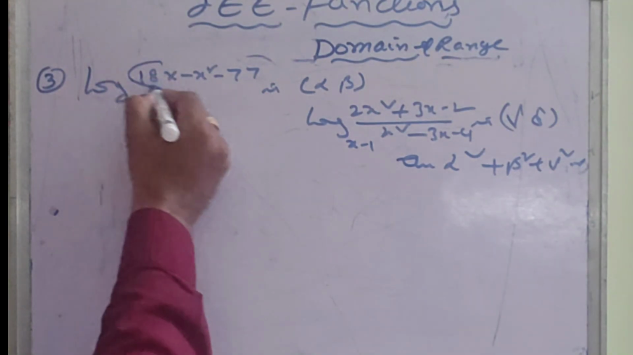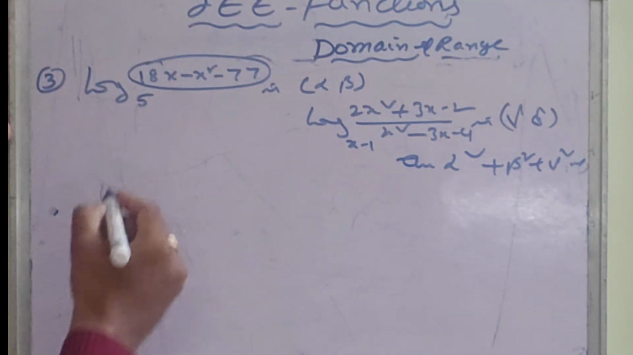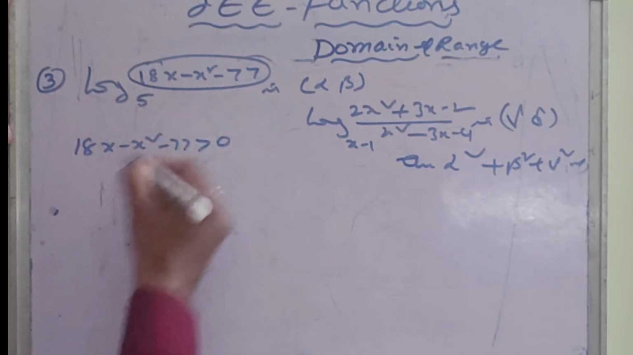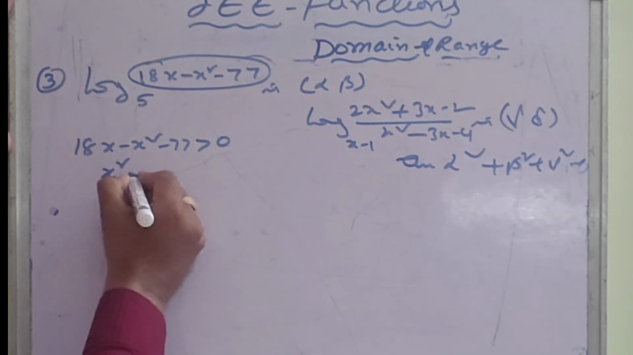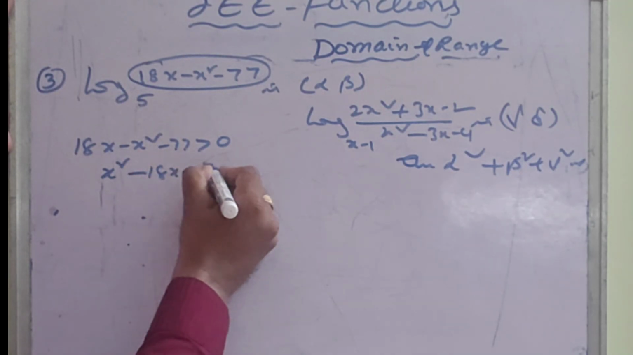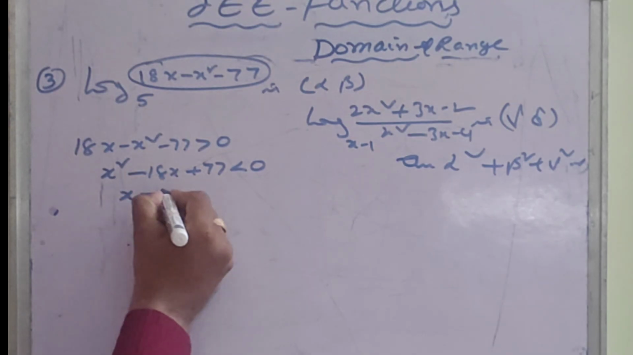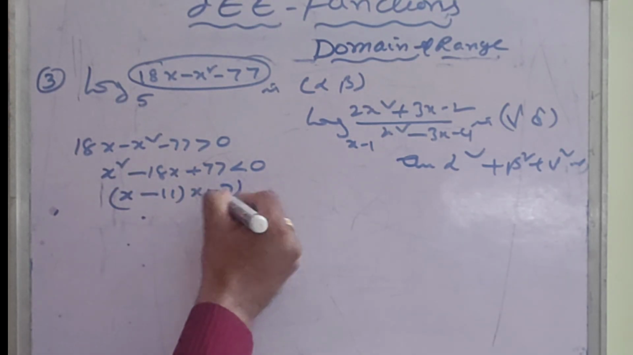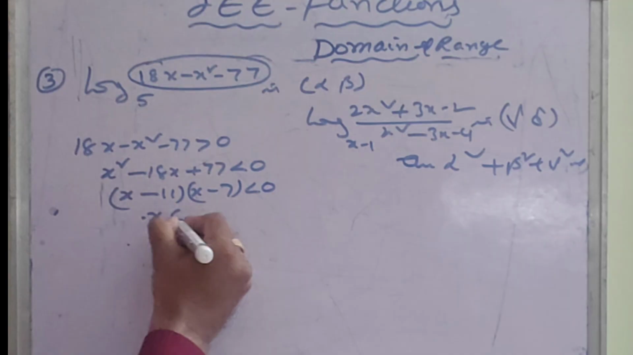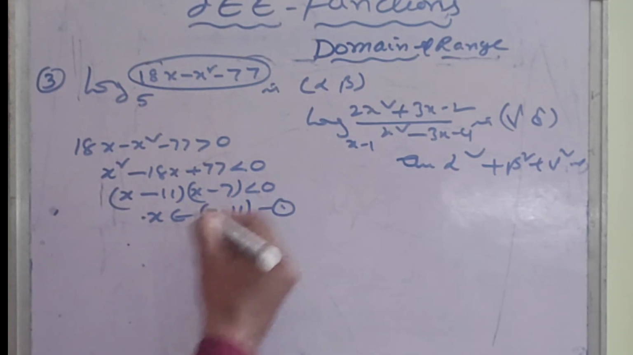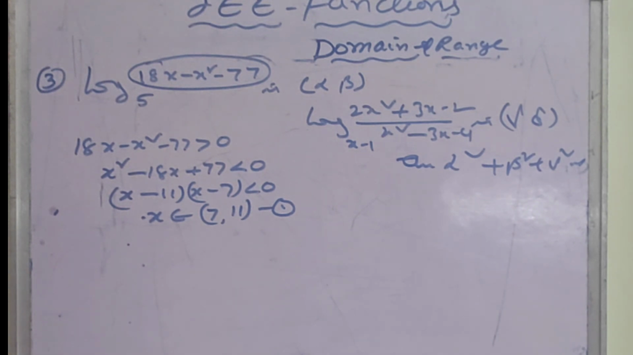So first one, this is the log function. The argument must be greater than 0. 18x minus x square minus 77 greater than 0. Now minus is common: x square minus 18x plus 77 less than 0. We know the factors of 77 are 11 and 7, so (x minus 11)(x minus 7) less than 0. X belongs to (7, 11). Say equation 1. This is the first one.